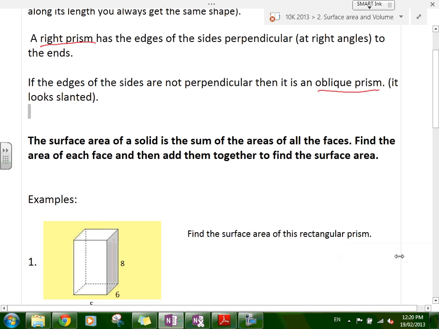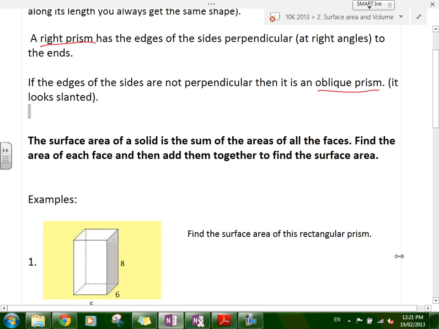Alright, so we're talking about surface area of a prism. A prism, like we said, is very familiar. An oblique prism basically means it's not straight. Imagine some sort of shape that's slanted over or twisted. If it's a straight prism with flat edges and straight sides coming off, then it's a right prism.